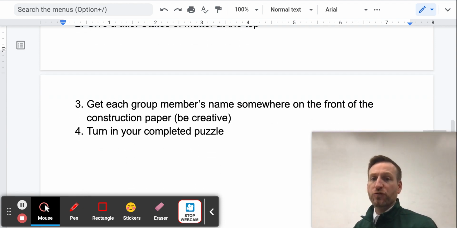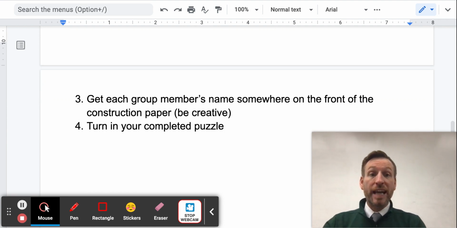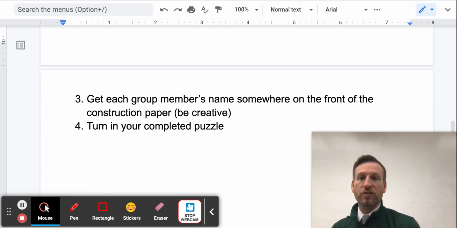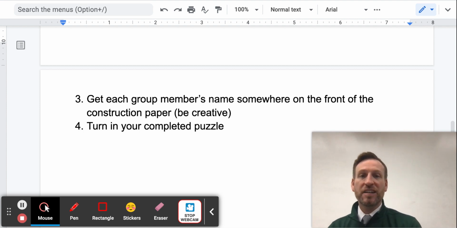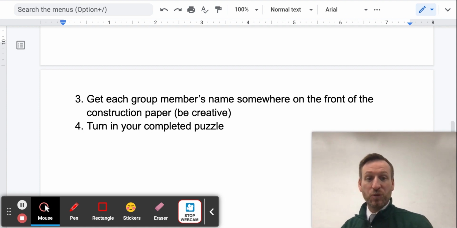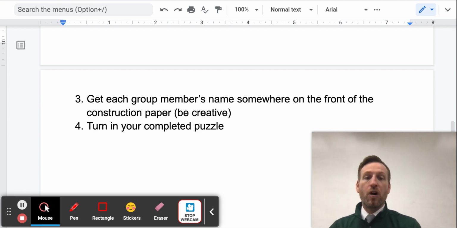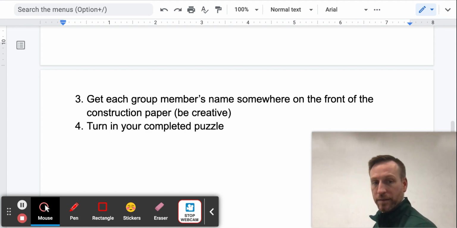Somewhere, put each group member's name on the front with the construction paper. Be creative with your names. Maybe if you have some artistic talent, that's where you can show it, in the way you make your name and things. And then when you're all done, you can turn in your completed puzzle by just putting it on that back table, where we got it from the beginning. So that's the majority of class today.